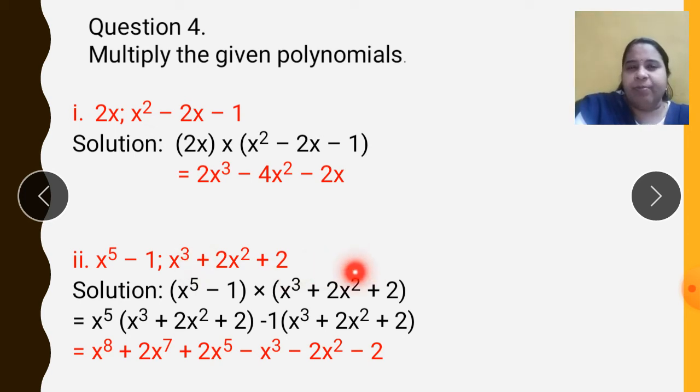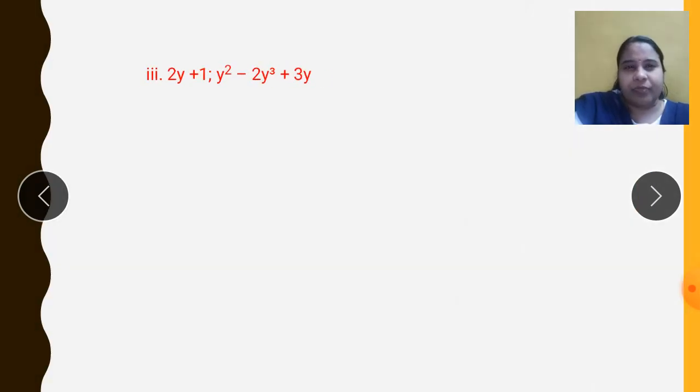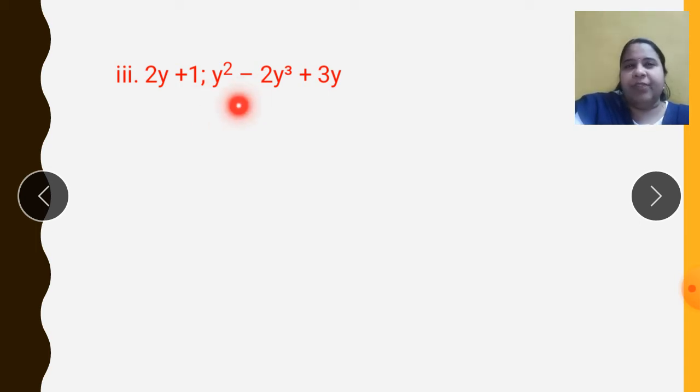Mark this sum as important because here laws of indices is to be used. Many students do the mistake of writing here x raised to 15 and x raised to 10. Please don't do that. Okay? I hope you have understood this. Let us move to the next question. The next question is this. 2y plus 1 is to be multiplied with y square minus 2y cube plus 3y.